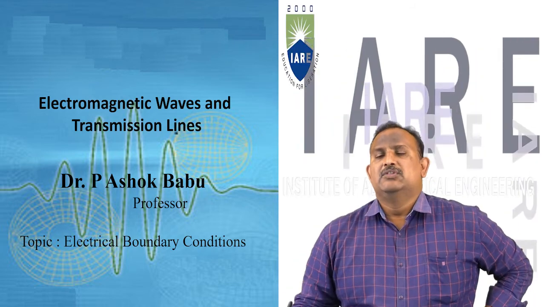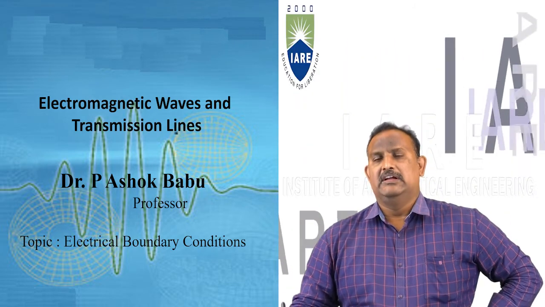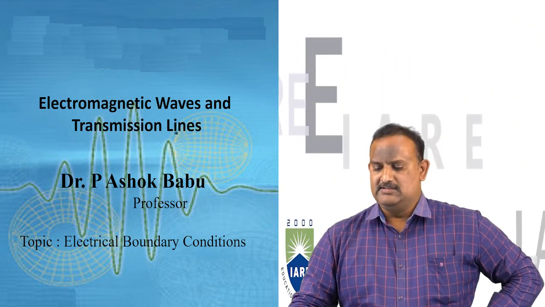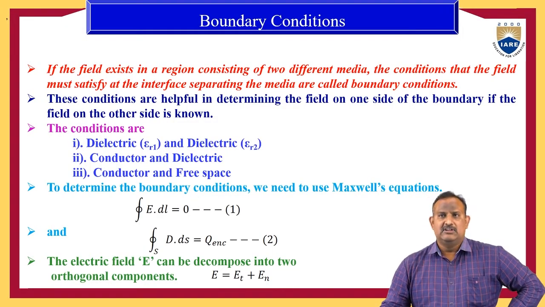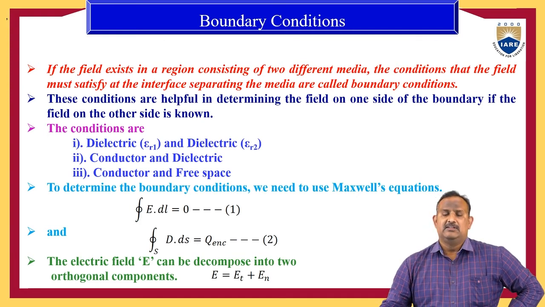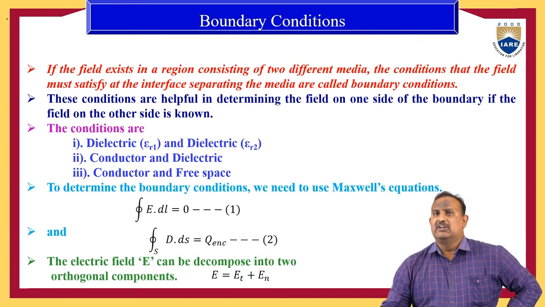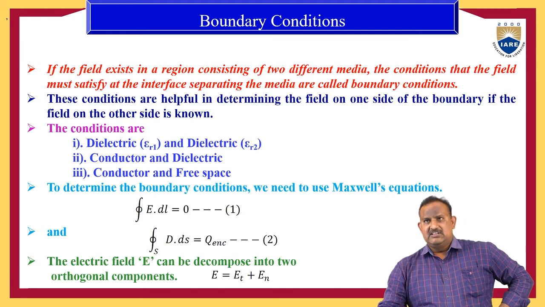In this video, I'm going to discuss the electrical boundary conditions. First of all, we'll discuss what a boundary is. Then we will discuss the types of boundary conditions. Then we have small derivations for the three types of boundary conditions. So first of all, what is a boundary?